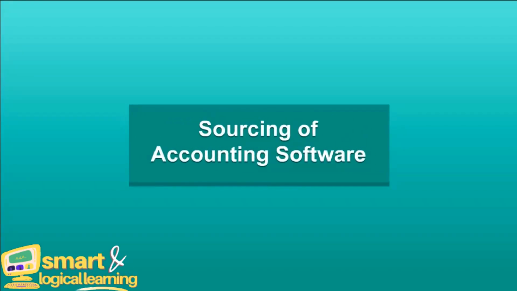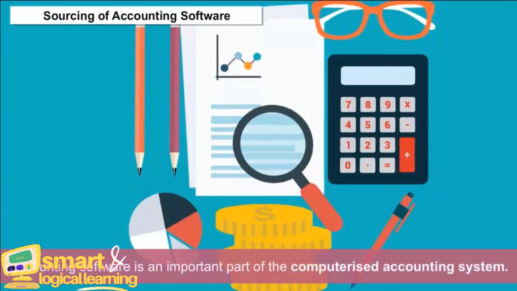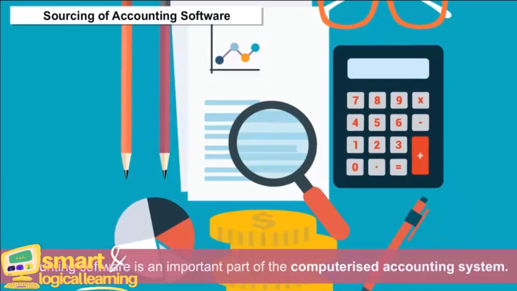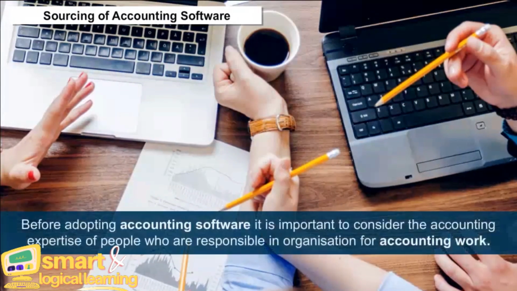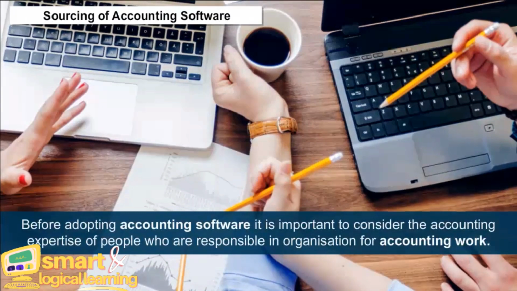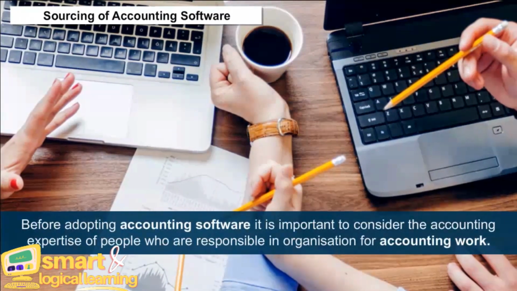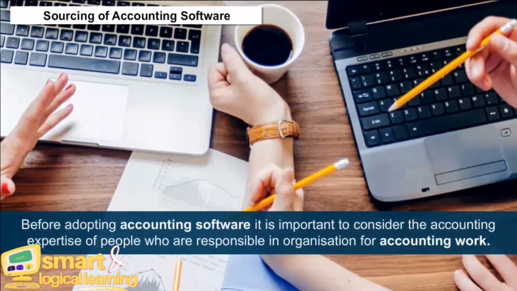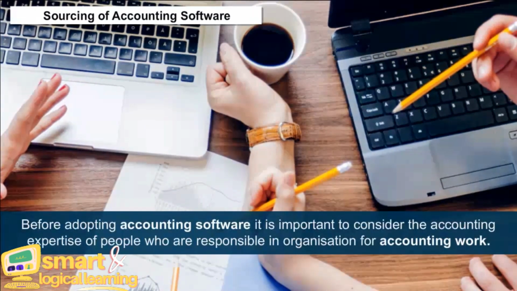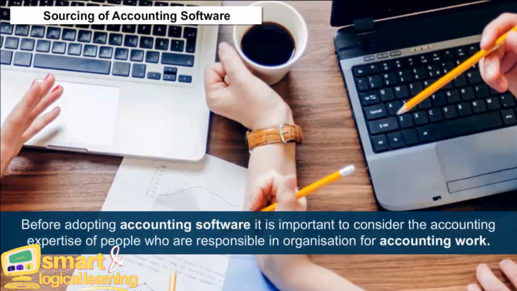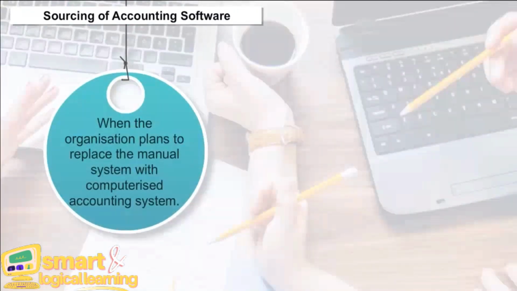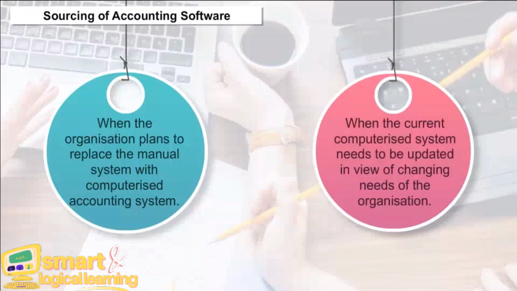Sourcing of accounting software. Accounting software is an important part of the computerized accounting system. Before adopting accounting software, it is important to consider the accounting expertise of people who are responsible in the organization for accounting work. The need for accounting software arises in two situations. A. When the organization plans to replace the manual system with computerized accounting system. B. When the current computerized system needs to be updated in view of changing needs of the organization.